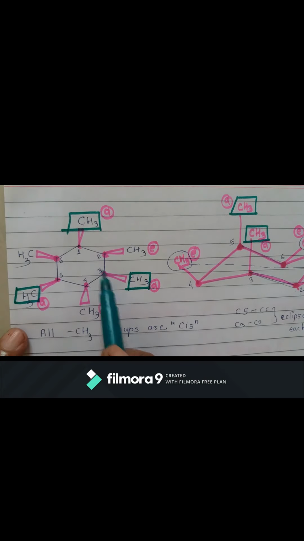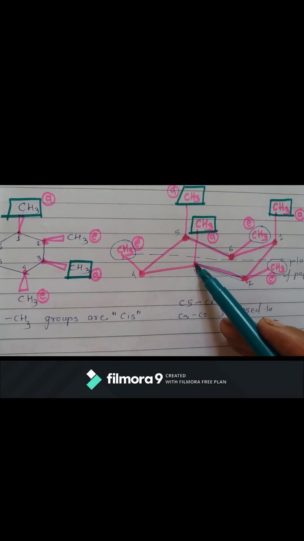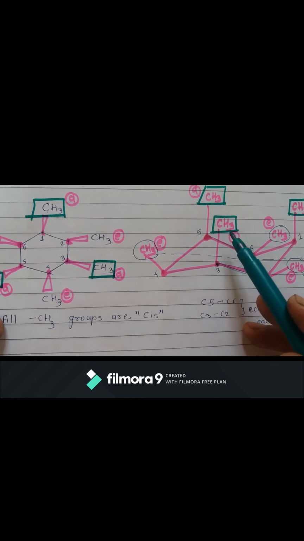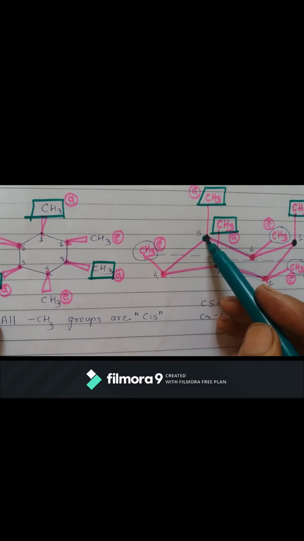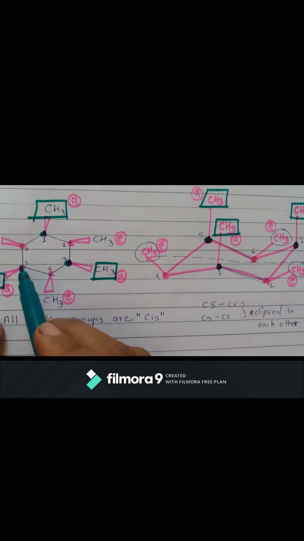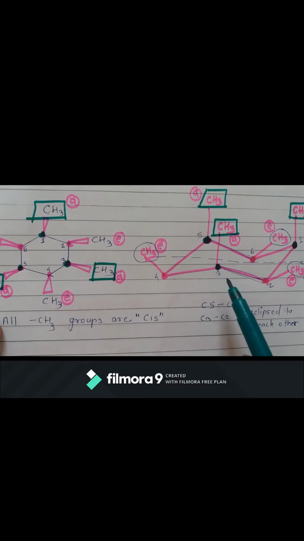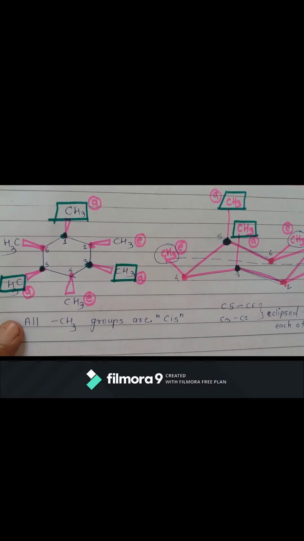at position number 1, 3rd and 5th, they are axial. Here also you can see 1, 3rd and 5th are axial. The same is here: 1, 3rd and 5th are axial, and the remaining 2nd, 4th and 6th are equatorial.